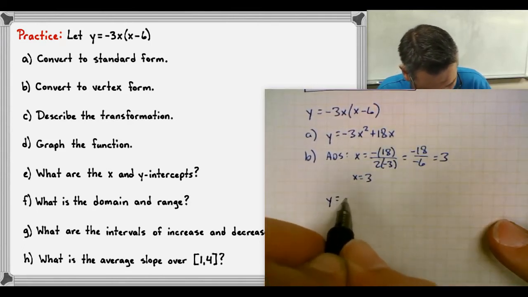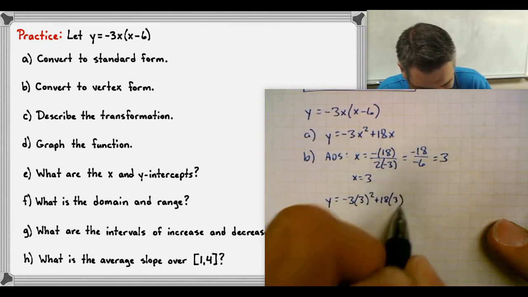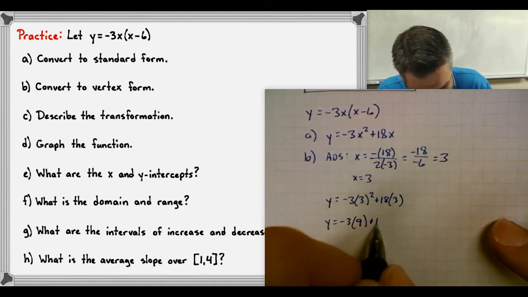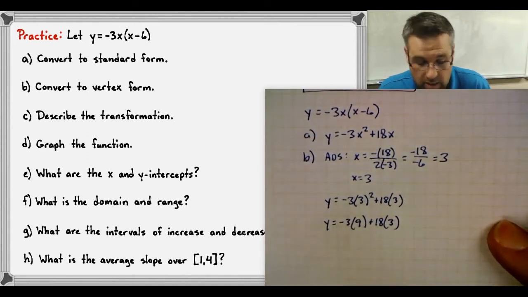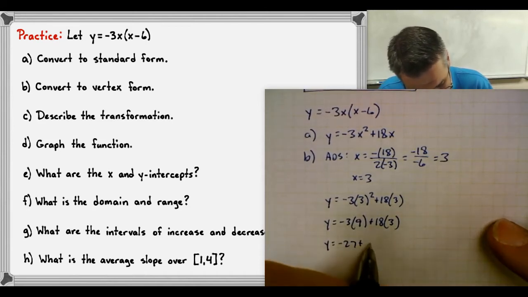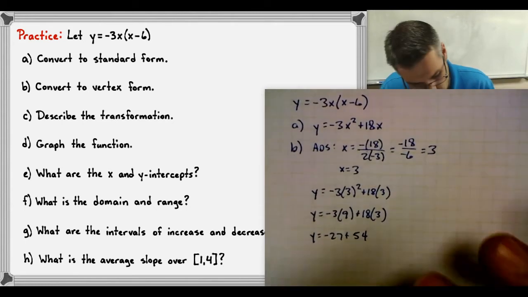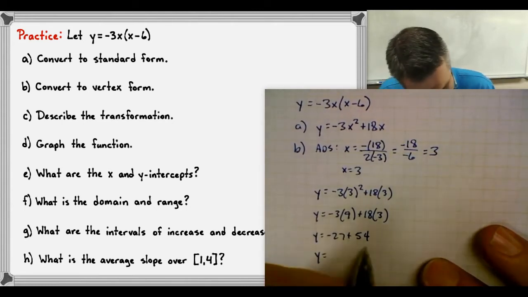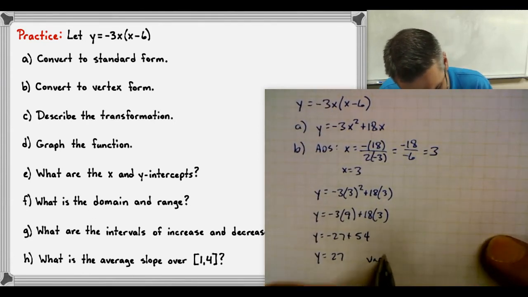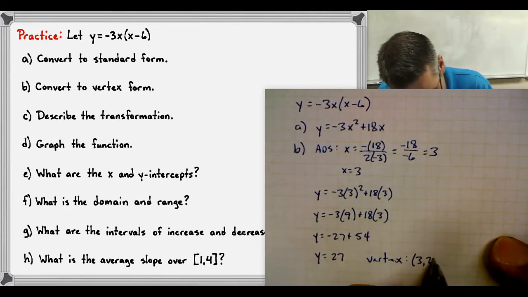So we get y equals negative 3 times 3 squared plus 18 times 3. Let's see, 3 squared is 9, and then we'll carry everything else down. Negative 3 times 9 is negative 27. 18 times 3 is 54. And then we'll put those together. Negative 27 plus 54 is 27. So then our vertex is going to be 3, 27.